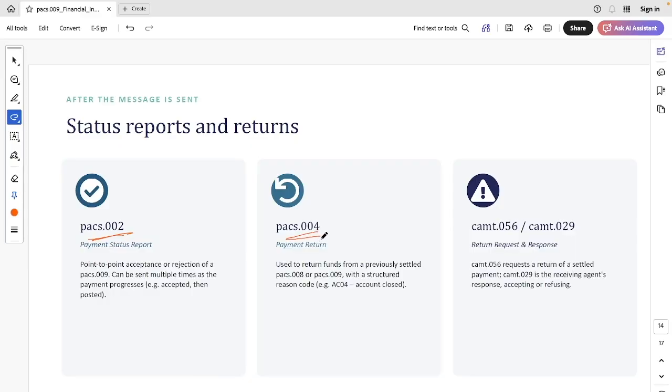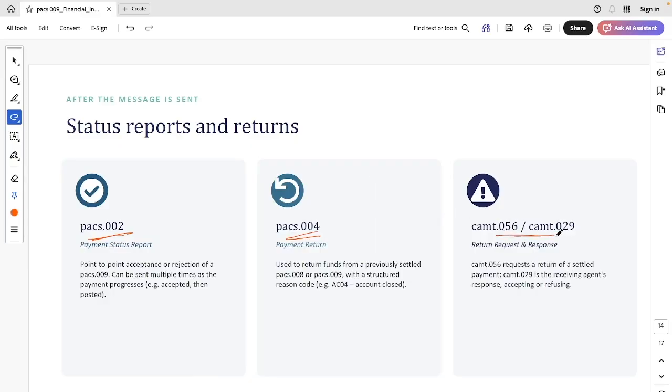Second is pacs.004, which is payment return. It is used when a payment has already been settled, but the funds need to be returned. For example, suppose a pacs.009 was settled, but the receiving bank later realizes that the account is closed or the transaction cannot be applied. In that case, funds may be returned using pacs.004 with a reason code.